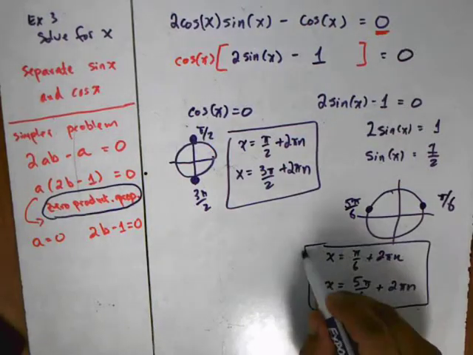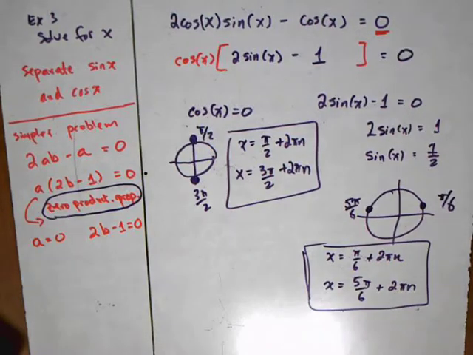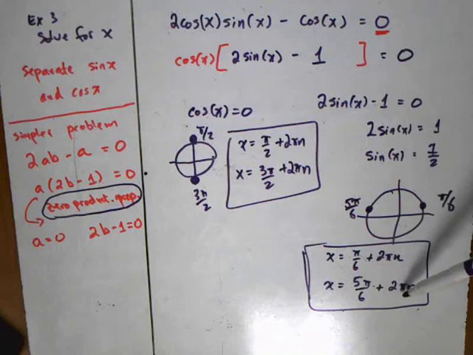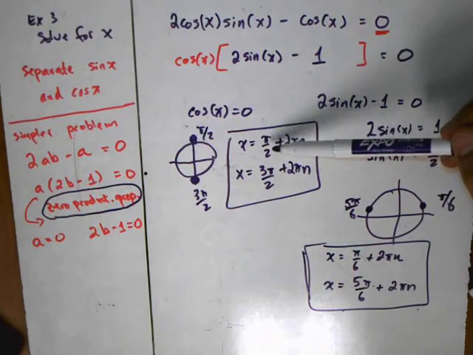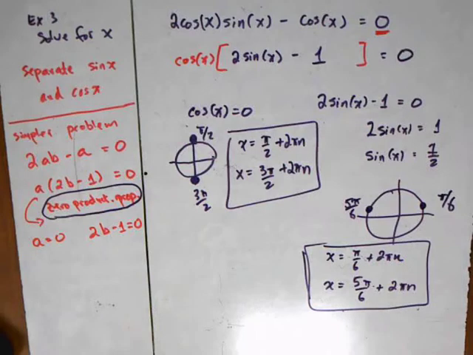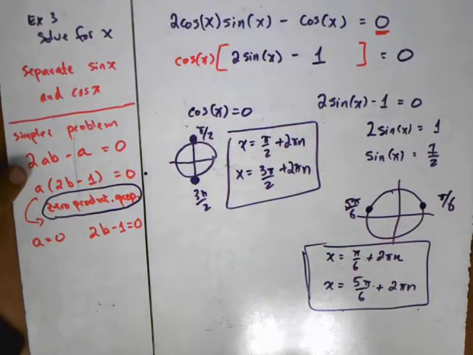All together, there are infinitely many solutions, but they take 4 different forms: pi over 6 plus 2 pi n, 5 pi over 6 plus 2 pi n, pi over 2 plus 2 pi n, and 3 pi over 2 plus 2 pi n. So just look back through this problem and see the strategies that we used, which is to separate sine and cosine, looking at a simpler problem, and then applying it to this particular problem.